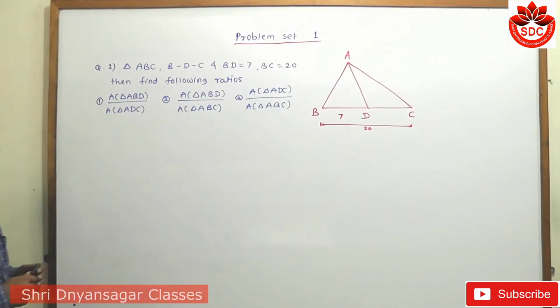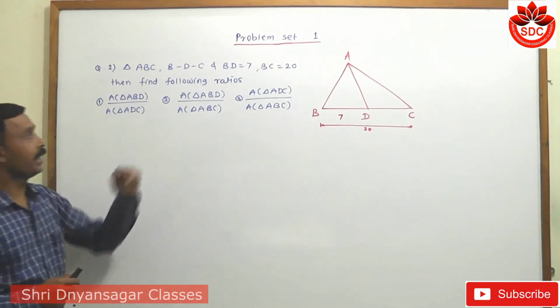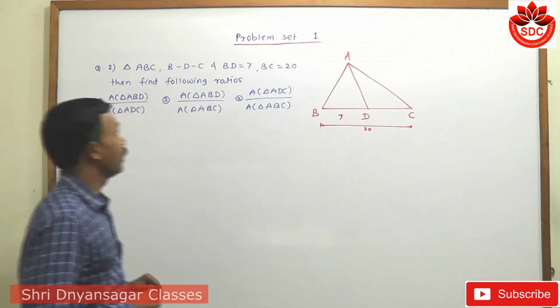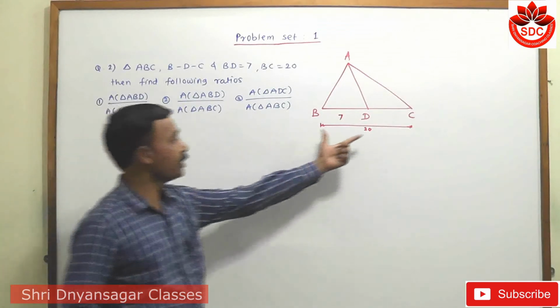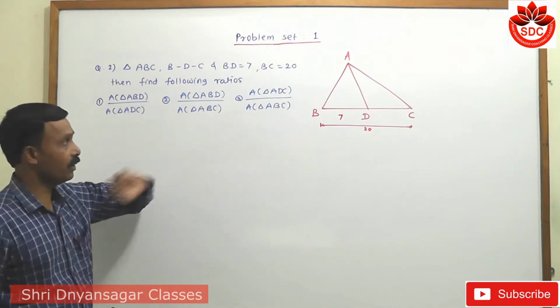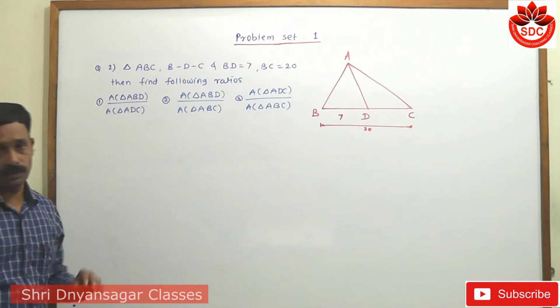Okay. Question number 2. In triangle ABC, B-D-C, BD is 7, BC is 20. Then find the following ratios. These 3 ratios are given. We have to find the value of each ratio.